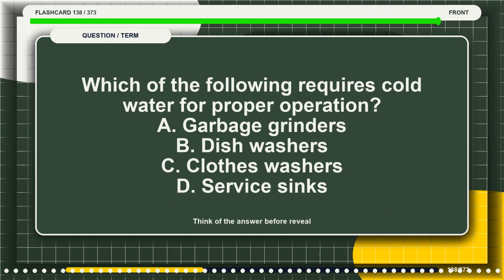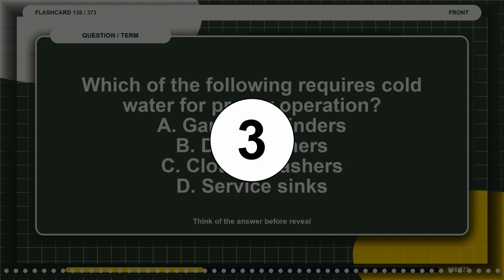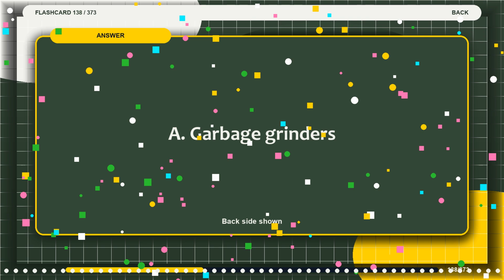Flashcard 138. Which of the following requires cold water for proper operation? A. Garbage grinders. B. Dishwashers. C. Clothes washers. D. Surface sinks. Think of the answer before the reveal. The answer is A. Garbage grinders.